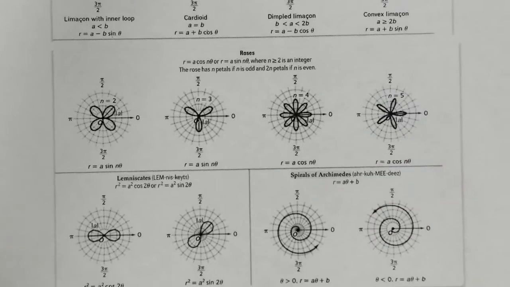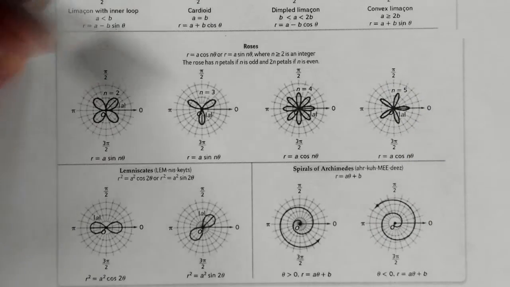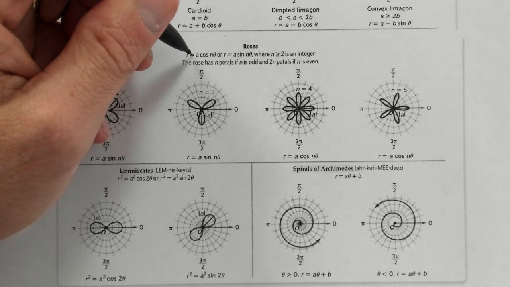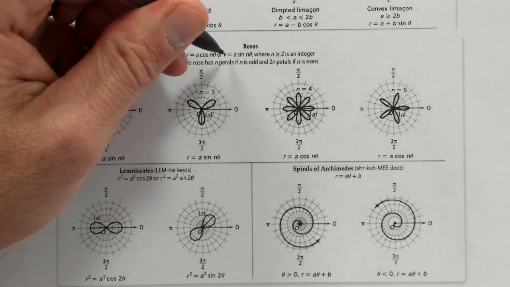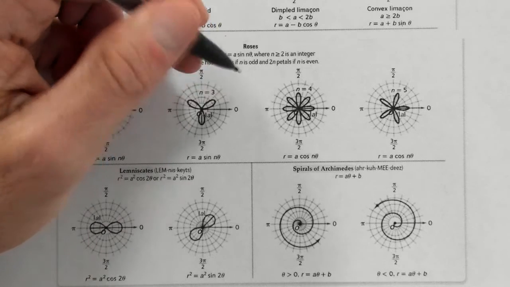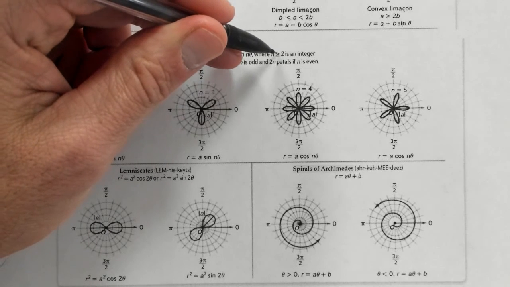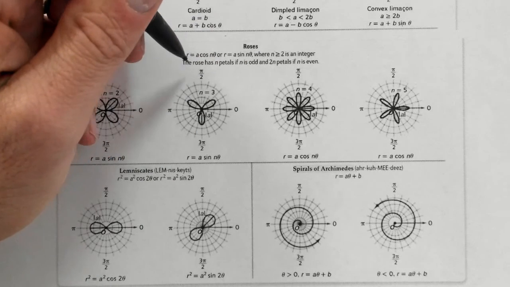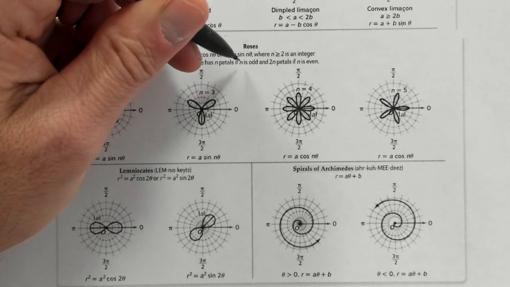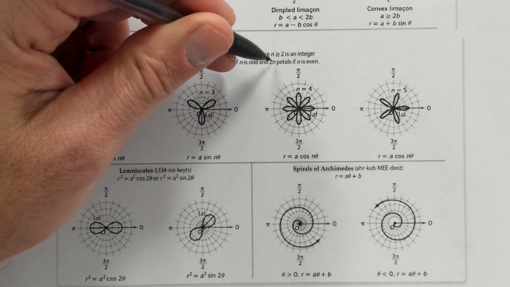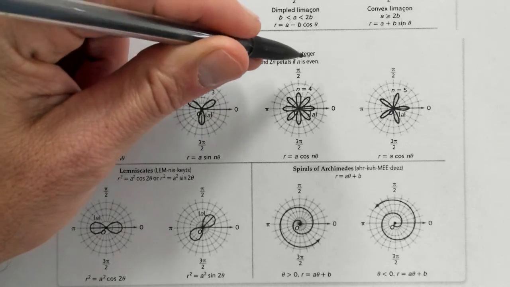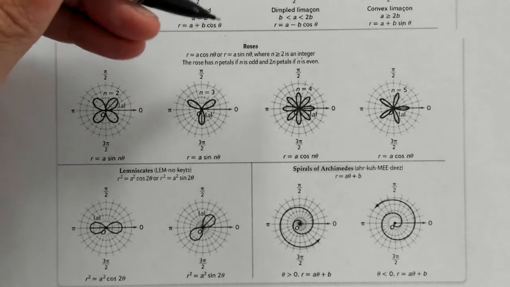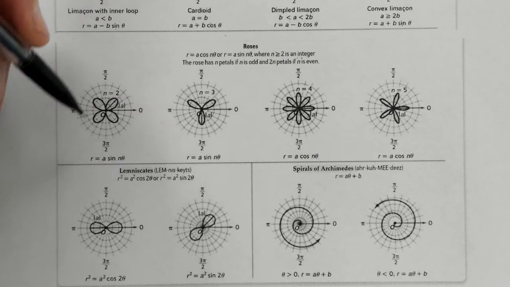The next group of graphs that are produced are called roses, right? Roses have the form r equals a cosine n theta or r equals a sine n theta, where n has to be greater than or equal to 2 and is an integer. The rose has n petals if n is odd, and 2n petals if n is even. So the number of petals in the rose is determined by the value of n.